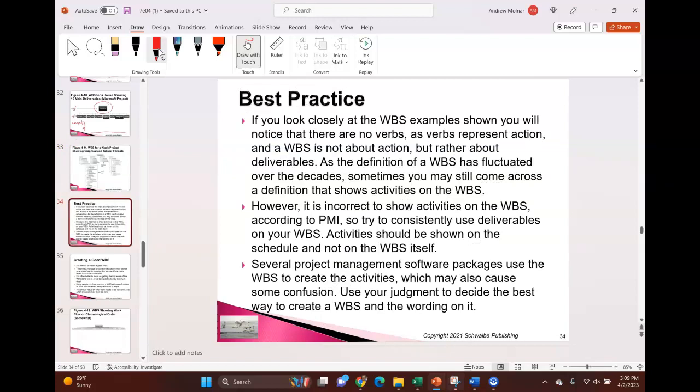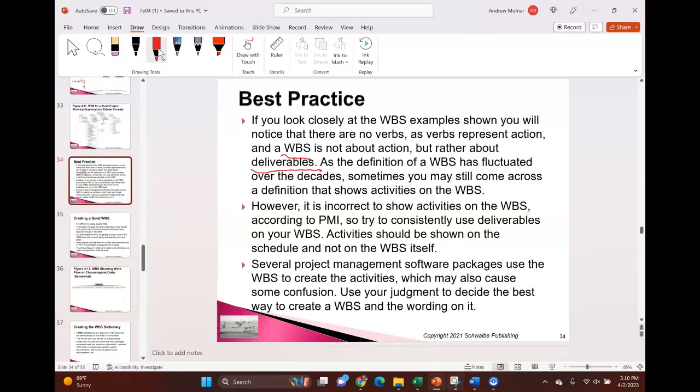If you look closely at the WBS examples shown, you'll notice that there are no verbs, right? As verbs represent action. And a WBS isn't about action. A WBS is about deliverables, right? Deliverables. You're about delivering it. Your action is going to come in the schedule here in a minute.